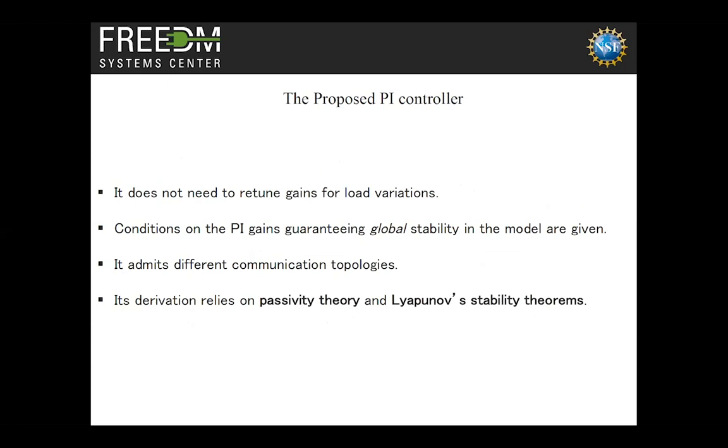It admits both advantages as well as disadvantages, I would say. It admits different communication topologies, which I want to mention in just a few slides. And the derivation is based on passivity theory and Lyapunov stability theorem. Now, before I mention the specific slide on why I'm using passivity, let me just motivate that discussion by saying that in the title I say that the proposed controller which I am going to design is a PI controller, despite my plant being a nonlinear plant.